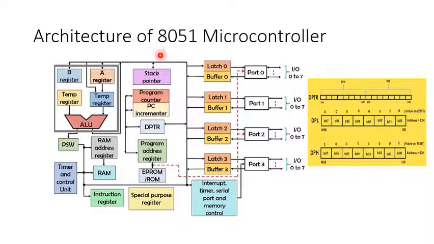Stack pointer. It is an 8-bit register. It is byte addressable. Its address is 81H. It is used to hold the internal RAM memory location address which is used as stack memory. When data is to be placed on the stack by a push instruction, the content of the stack pointer is incremented by 1, and when the data is retrieved from the stack, the content of the stack pointer is decremented by 1.